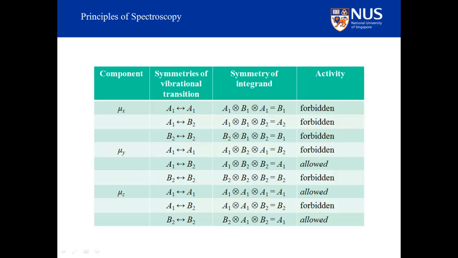Determining this triple product of symmetries is simply a matter of determining the character under each of the symmetry operators by multiplying together the characters of the three irreducible representations. If the irreducible representations are non-degenerate, then this product will lead to a non-degenerate irreducible representation that can be immediately identified from the character table. And if the integrand has overall A1 symmetry, then the transition is allowed, else it is forbidden, and this is identified in column 4.